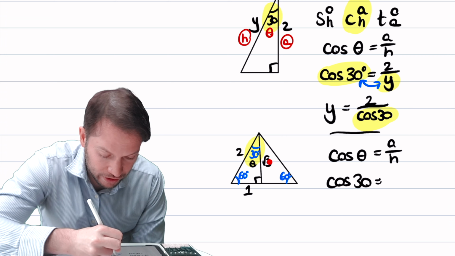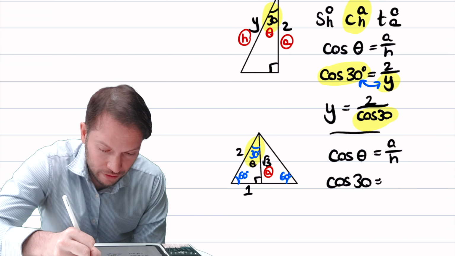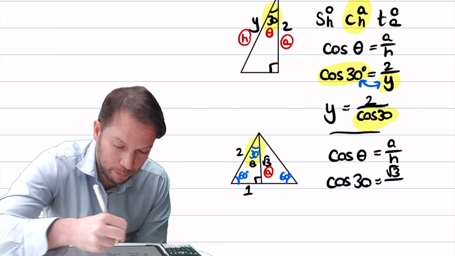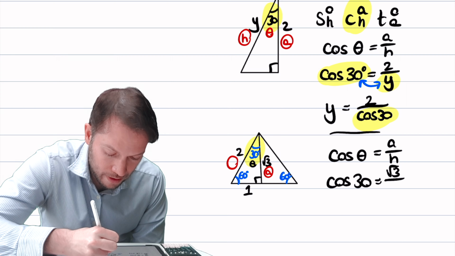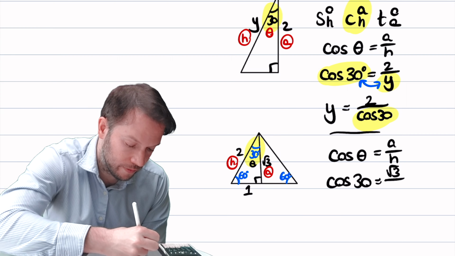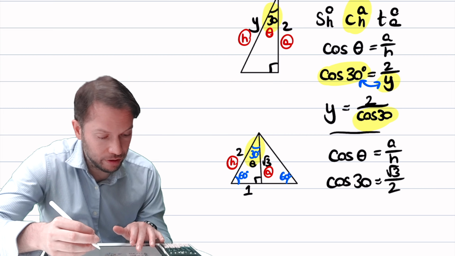Now, the root 3 is adjacent, next to the 30, so it's adjacent here. So that's the root 3 over the hypotenuse. The hypotenuse is the longest length, which is that 2 there. So it's root 3 over 2. But as I said, you could try and memorise that table from earlier. So cos of 30 is root 3 over 2.